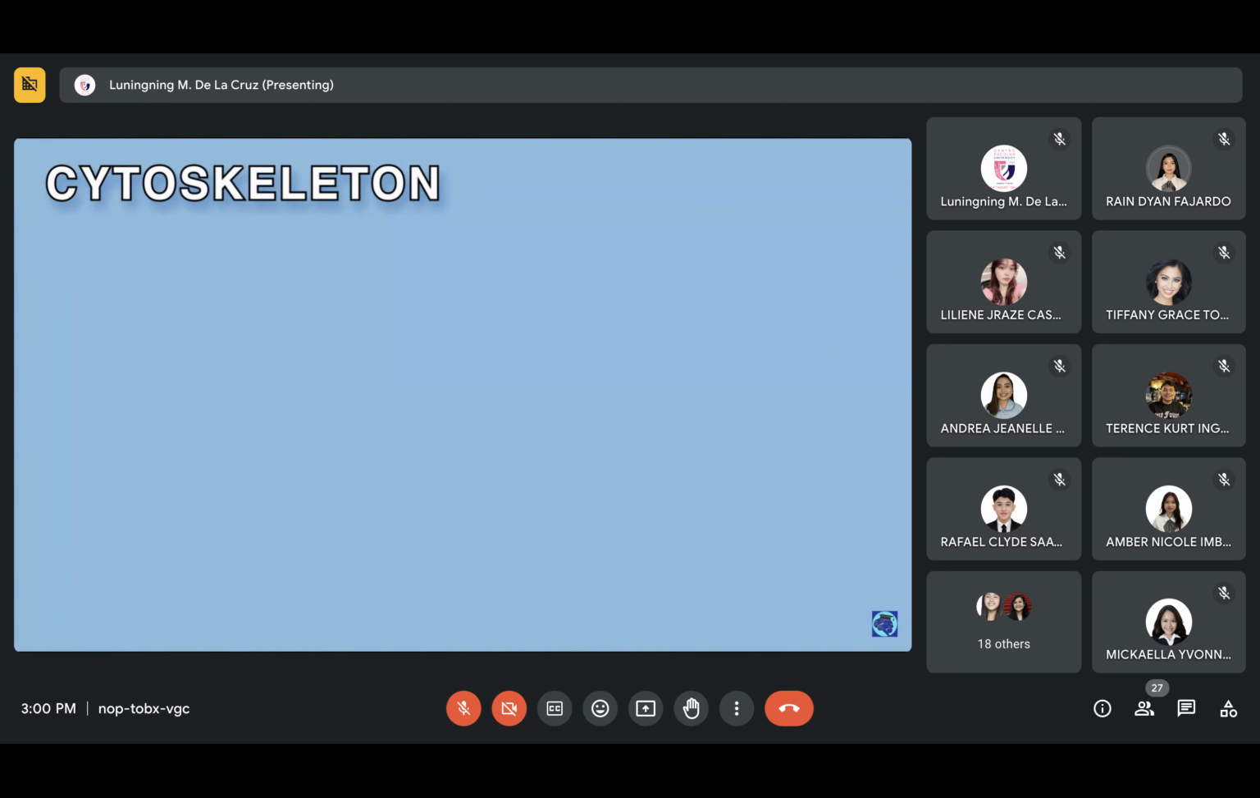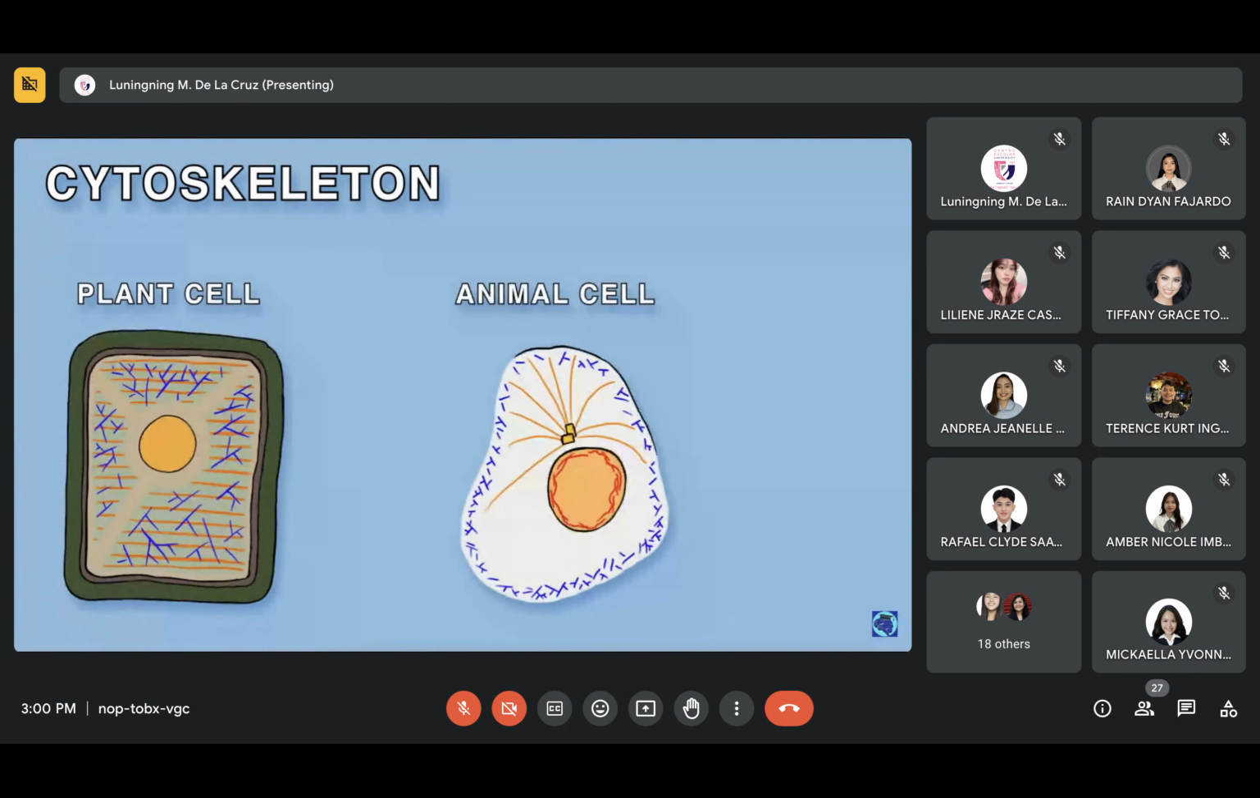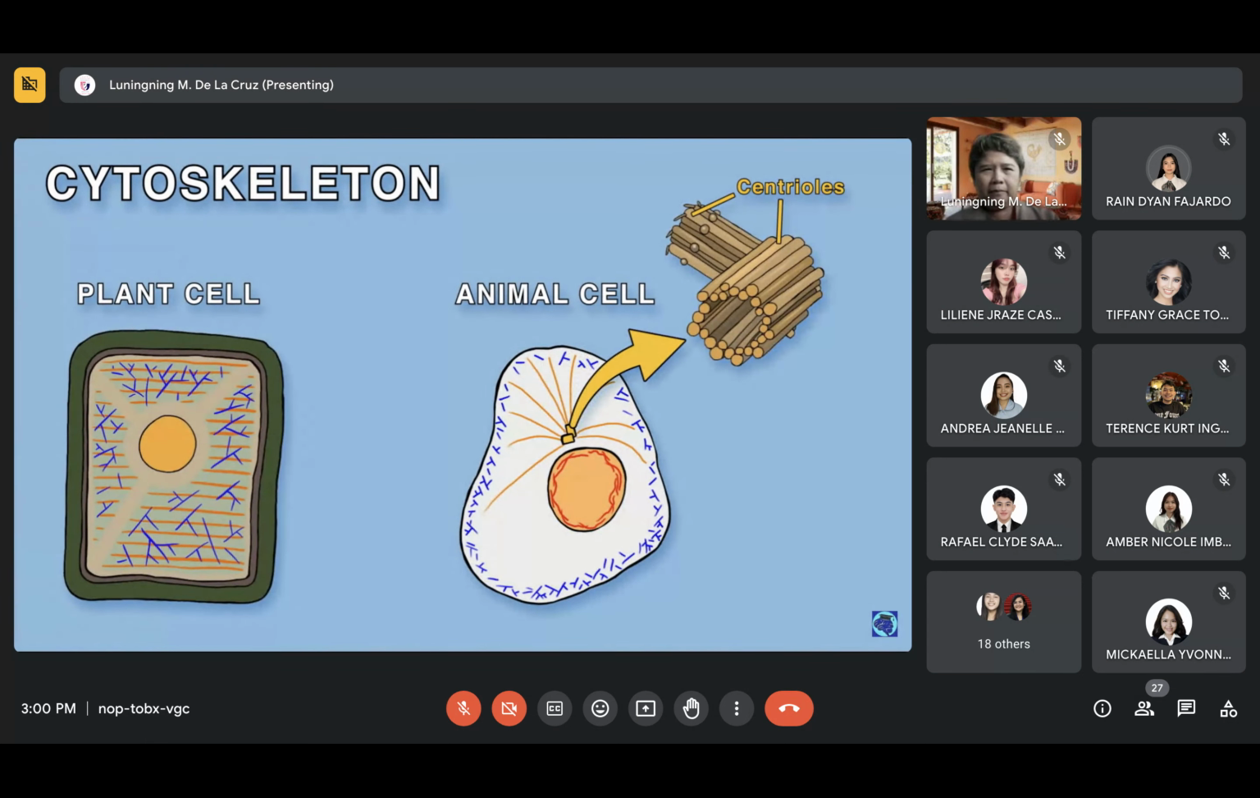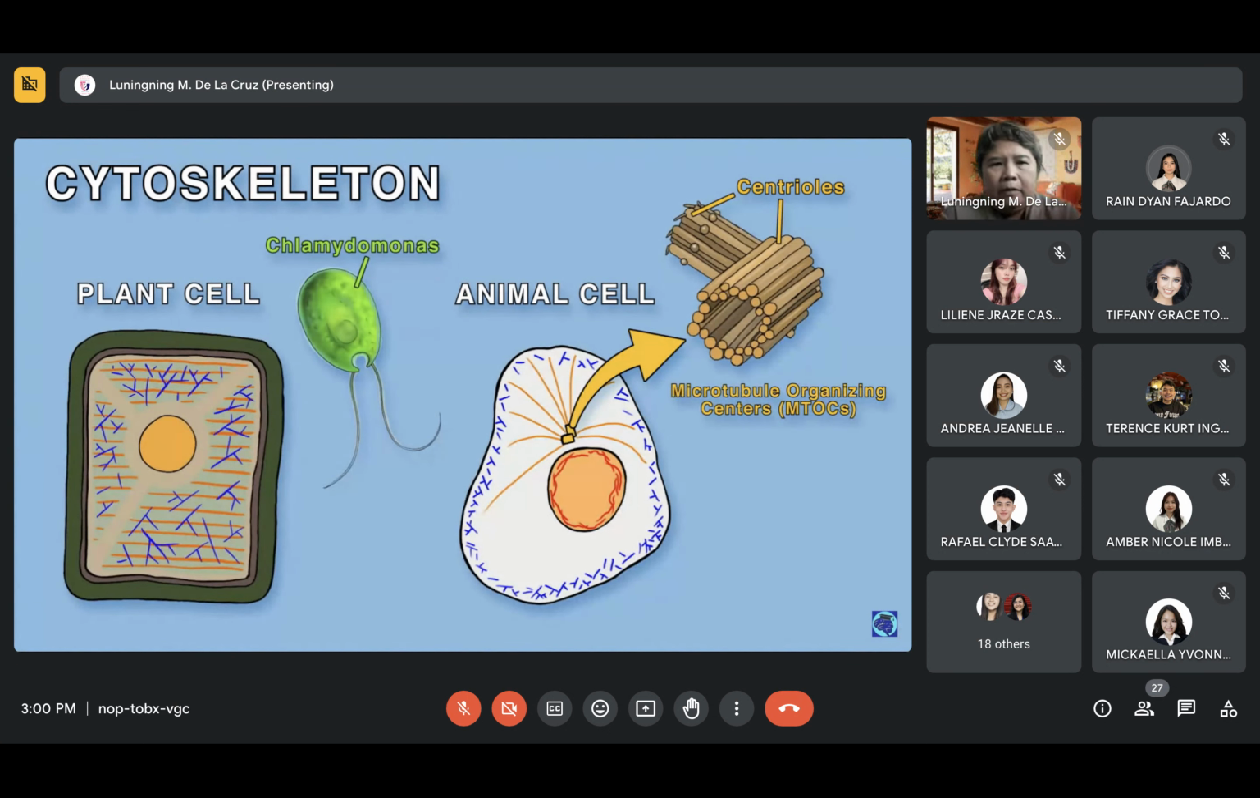However, these structures are arranged differently in plant and animal cells. Centrioles are present in all animal cells, but are only present in lower plant forms such as Chlamydomonas. Centrioles are microtubule organizing centers, which are structures from which microtubules emerge. Plants don't have centrioles, but instead have many small nucleation sites.